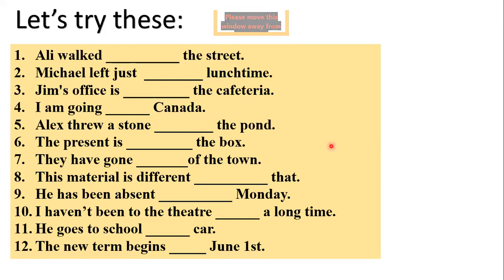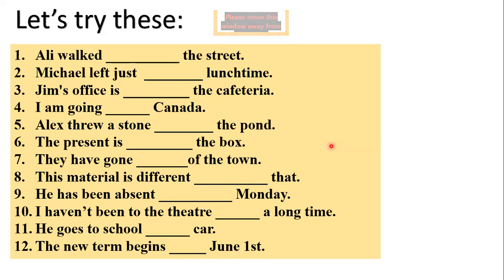Okay, Zad, can you answer the next one? The present is dash the box. It's in the box. Okay, correct. So, Maida, can you answer the next one? They have gone dash of the town. The seventh one. Maida, can you answer? Okay, they have gone out of the town. Correct, Maida. Thank you.